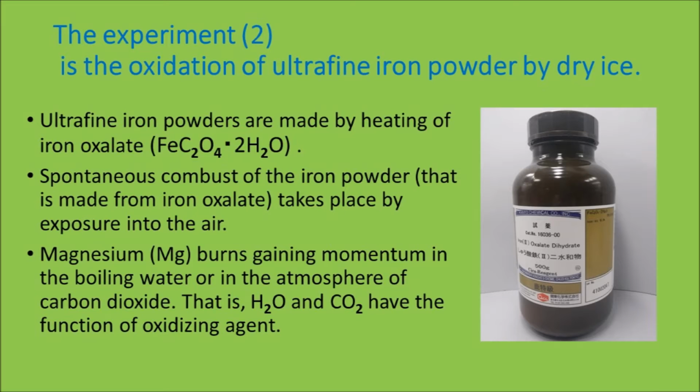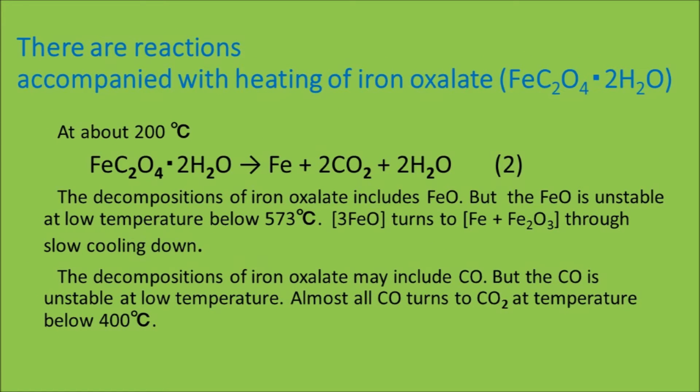Ultra-fine iron powders are made by heating iron oxalate, as shown in the right photo. Spontaneous combustion of the iron powder made from iron oxalate takes place on exposure to the air. Magnesium burns, gaining momentum, in boiling water or in an atmosphere of carbon dioxide. That is, H2O and CO2 have the function of oxidizing agents. There are reactions accompanied with heating of iron oxalate.